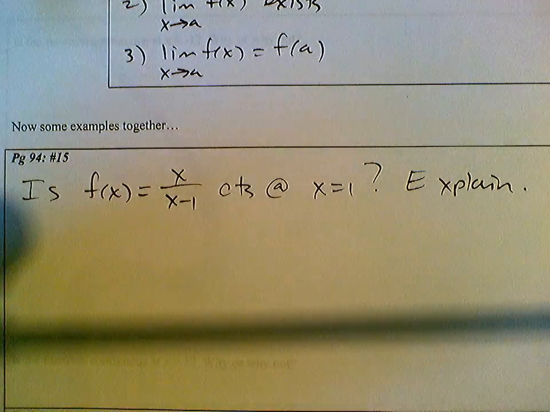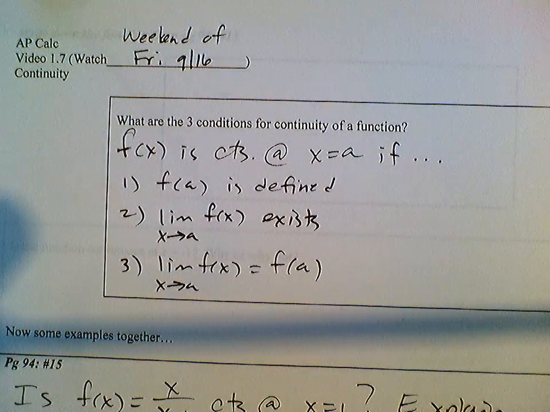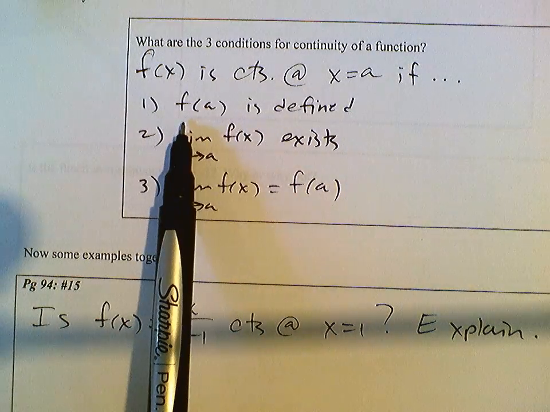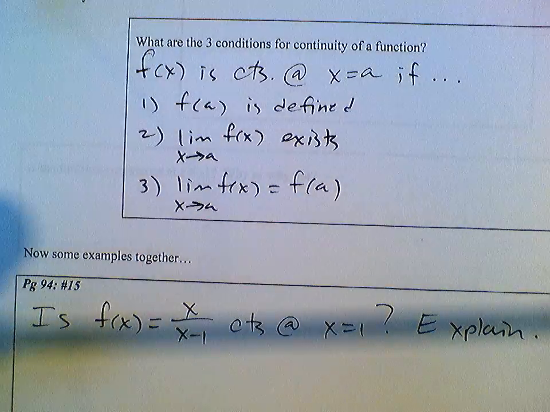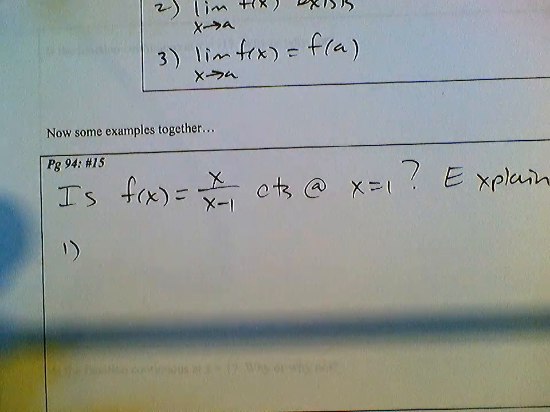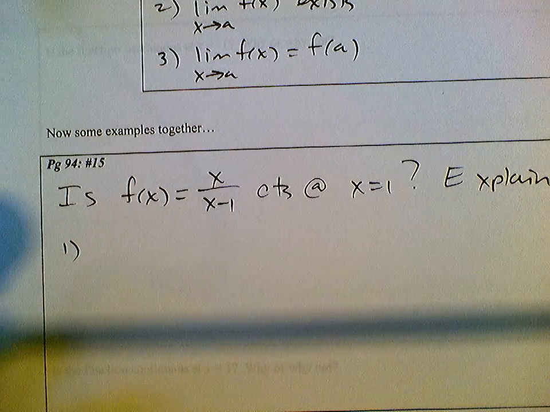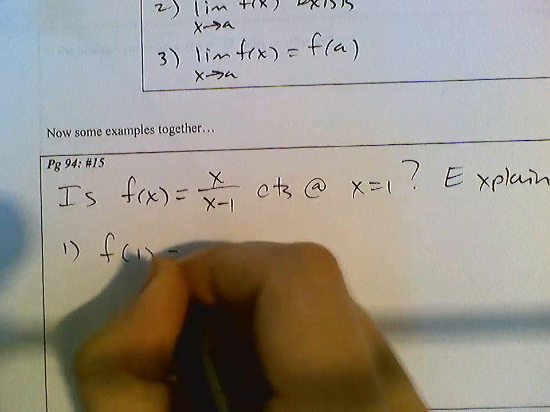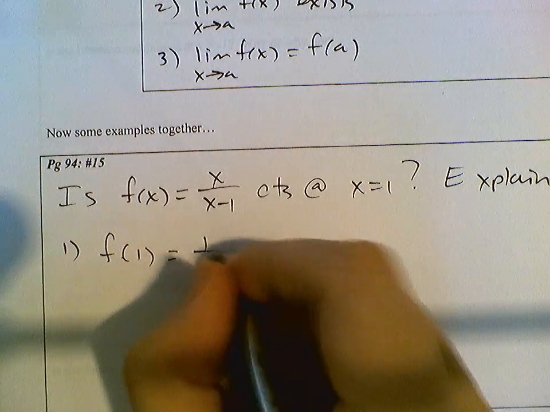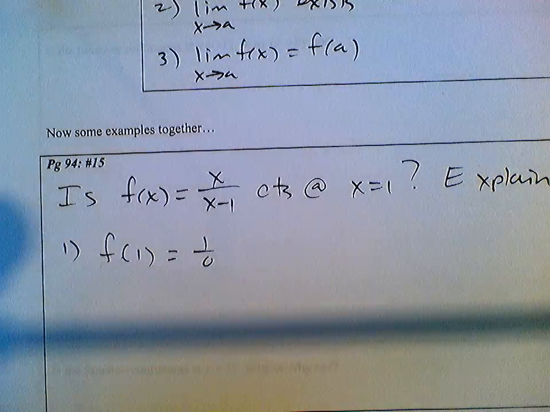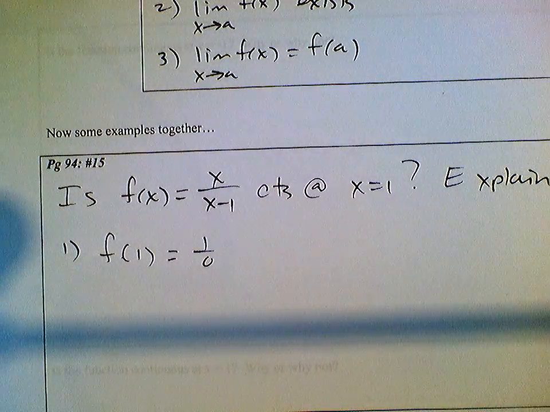Alrighty, so if we're going to determine if the function's continuous, we have to check these three conditions, and we're going to check them in order, okay? Because the first one's the easiest to check, and if that fails, you're done. So make sure you check these in order. All right, well, the first condition is that f of 1 is defined. So I'm going f of 1. I'm plugging in 1 for x, I get 1 over 0, and already I have failed the first condition. I don't have to go any further, guys. I failed the first condition.